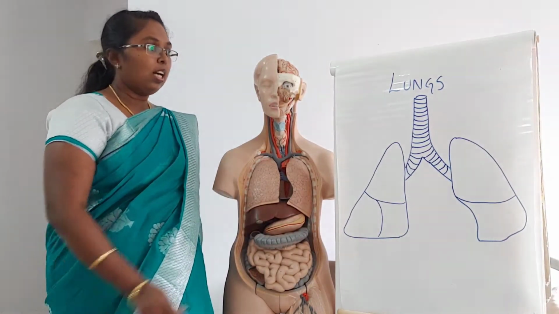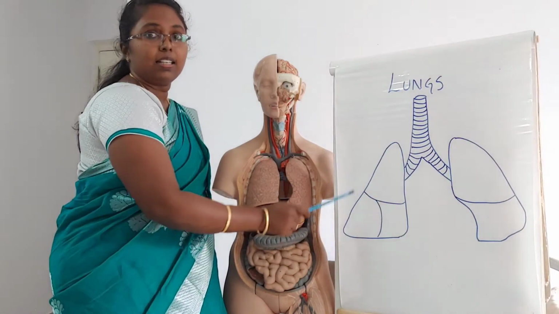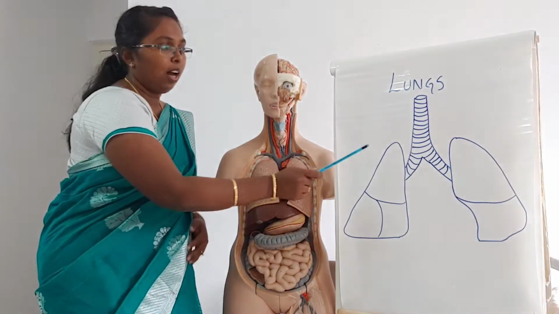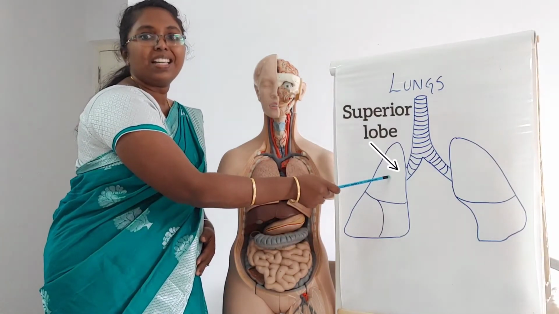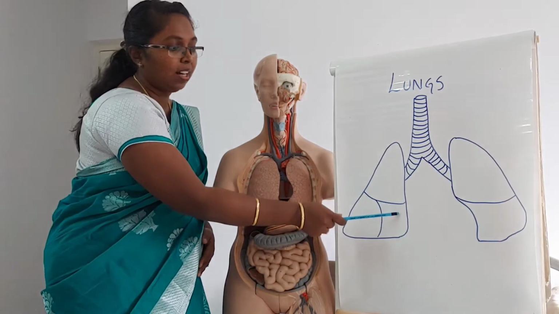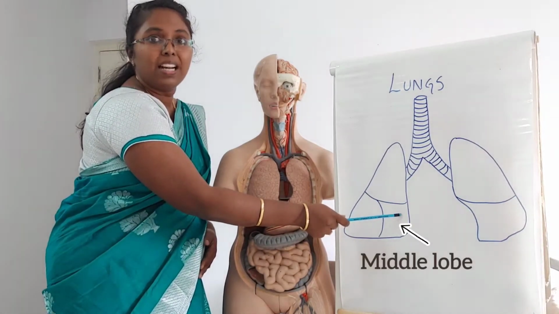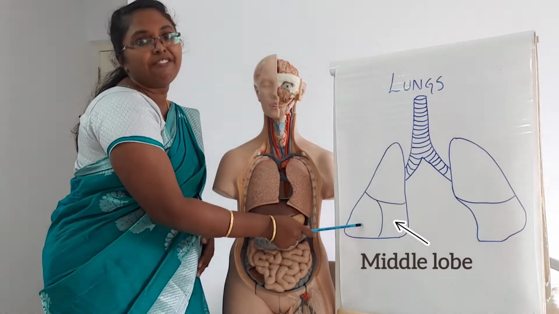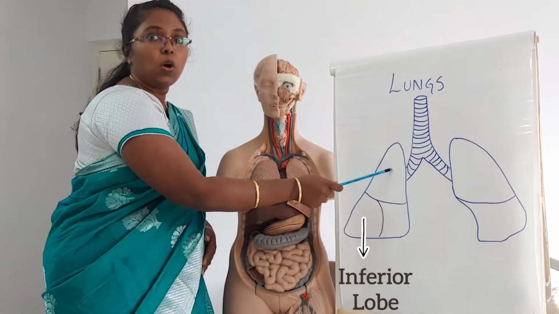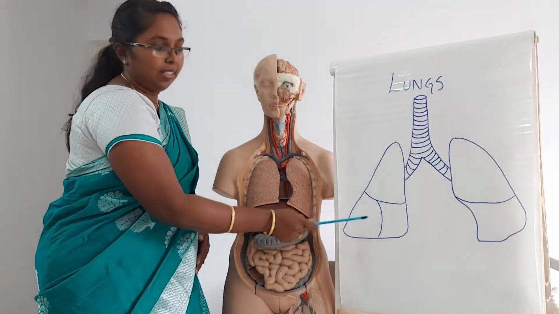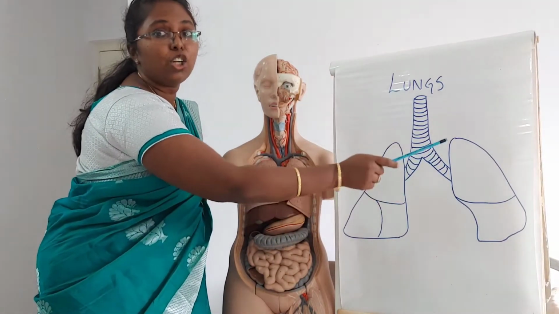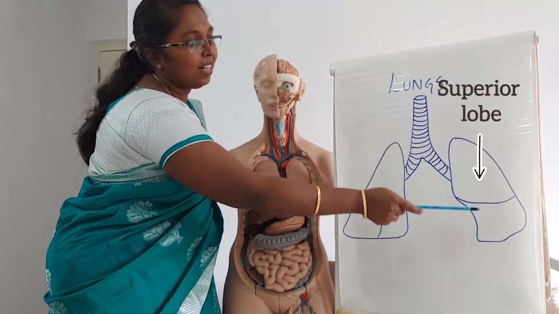Now we see the right lung has three lobes. The upper is known as the superior lobe, then the middle lobe, and this is the inferior lobe. So there are three lobes in the right lung: superior, middle, and inferior. Similarly, the left lung is divided into two: the superior lobe and the inferior lobe.